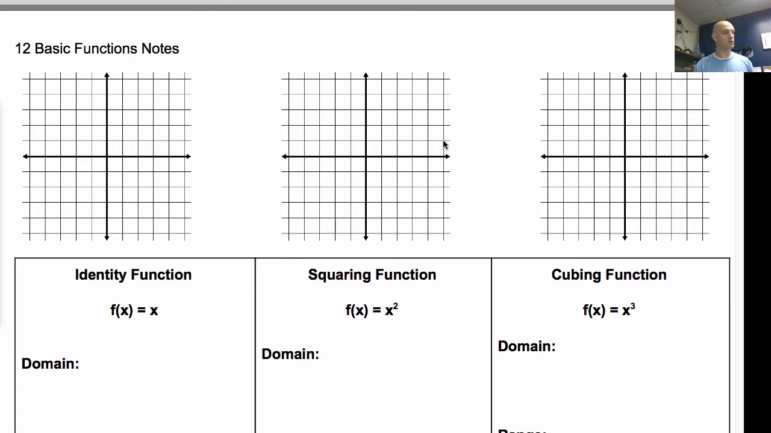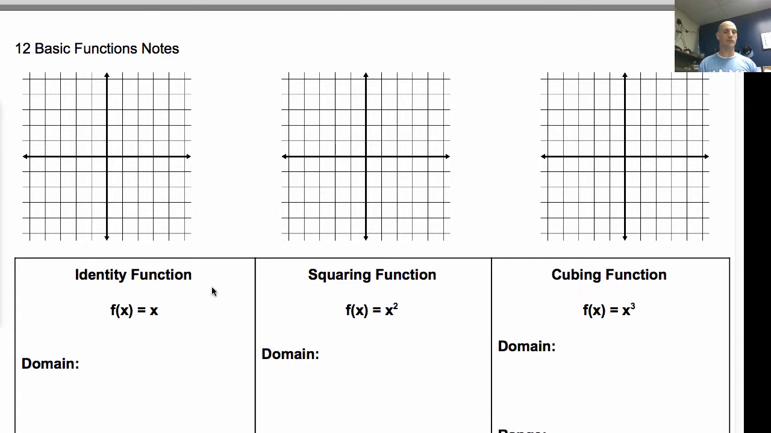Welcome back. Today we're going to talk about the 12 basic functions, and that's going to be section 1.3. And this is going to be a combo video with section 1.6 where we talk about translating those functions. So basically we're going to look at what's the parent function, meaning its basic form, and then how do we start moving it around in the coordinate plane, stretching and shrinking it, reflecting it, etc.